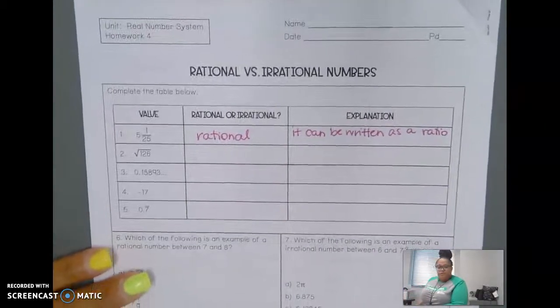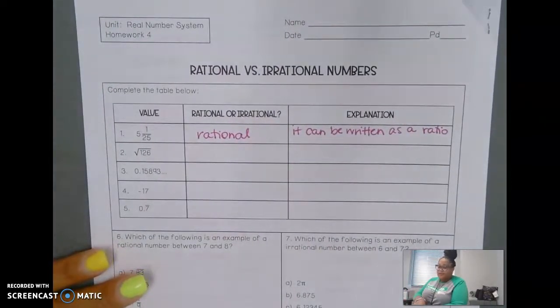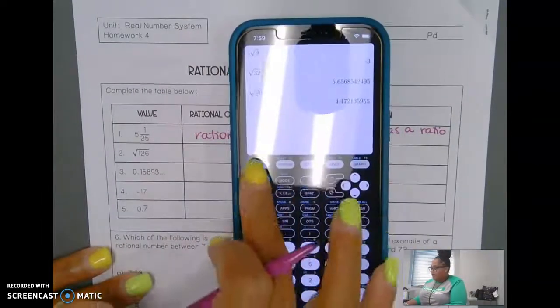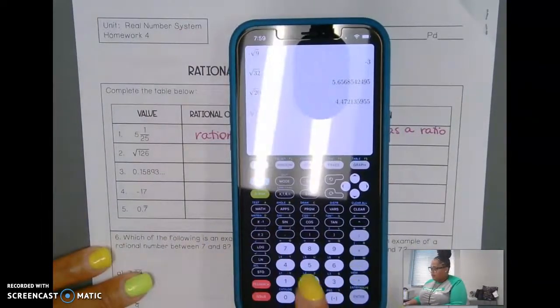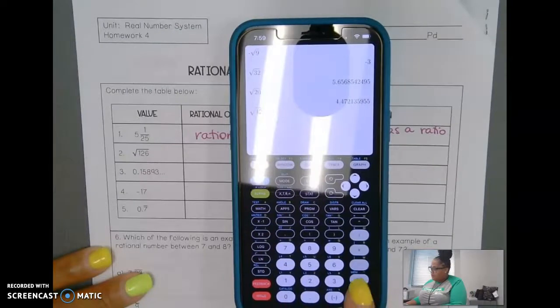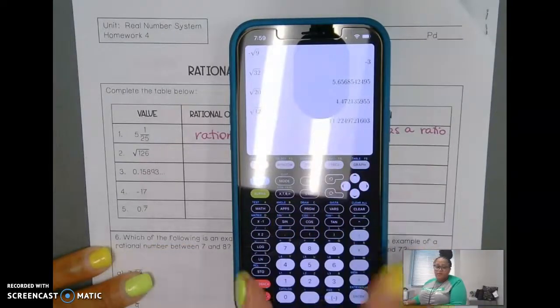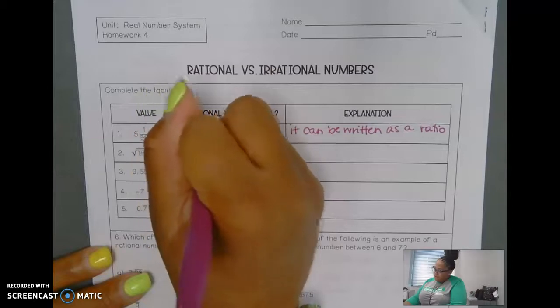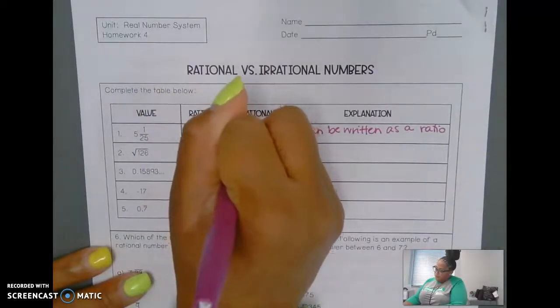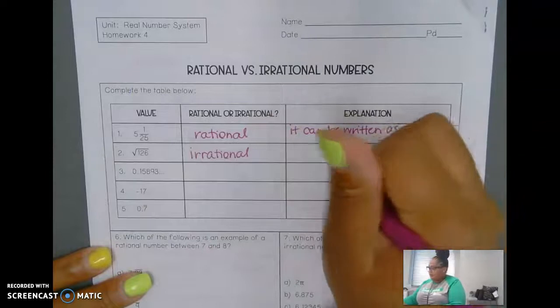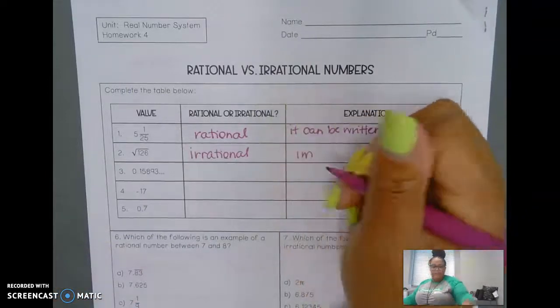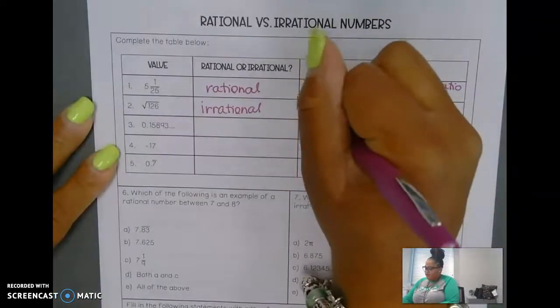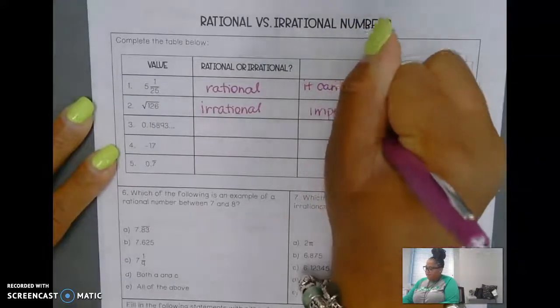All right, number 2, the square root of 126. Guess what I'm going to do? Check. Second, square root, 126. That is not a rational number. Irrational, because it is an imperfect square. All right, so this is an imperfect square.